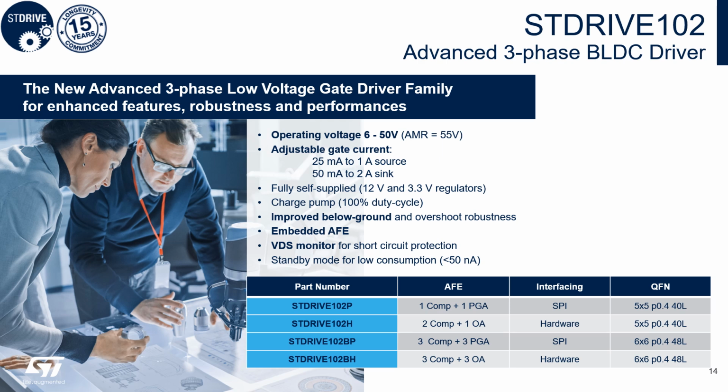In the table below we can see the 4 different part numbers. They are differentiated into a version which is programmable via hardware or via SPI. For the hardware version we have the entry line with 2 comparators and 1 op-amp and the advanced line with 3 comparators and 3 op-amps. The entry line of the SPI has 1 comparator and 1 programmable gain amplifier, which is programmable via SPI, and the advanced version has 3 comparators and 3 programmable gain amplifiers.